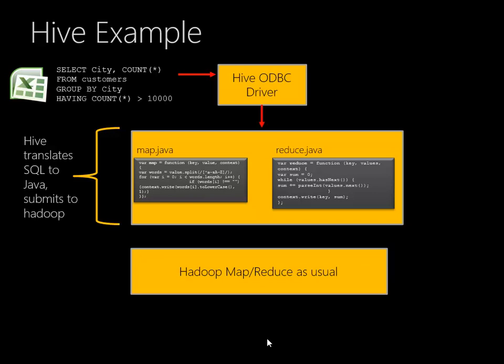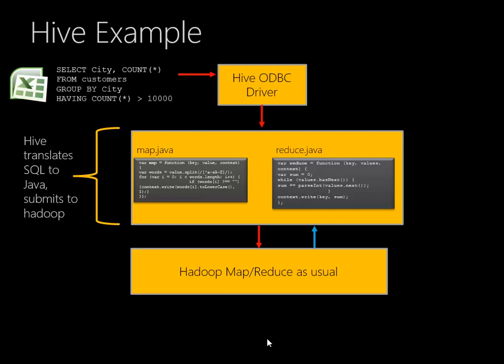The Hive ODBC driver then sends that command into the Hive system, which is going through TCP. And what Hive does is it translates the SQL that it sent into Java programs, a map program and a reduce program, and it sends those on to Hadoop. So from Hadoop's point of view, it never sees the SQL, it just sees the Java, and the translation is being done behind the scenes.